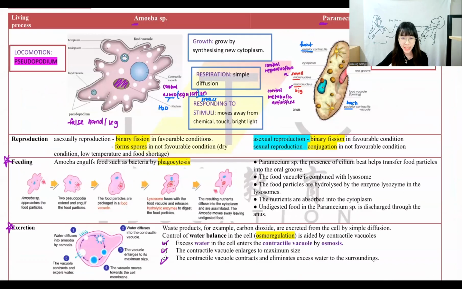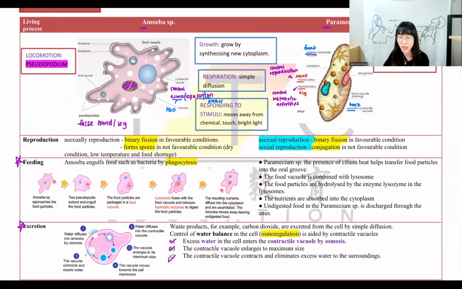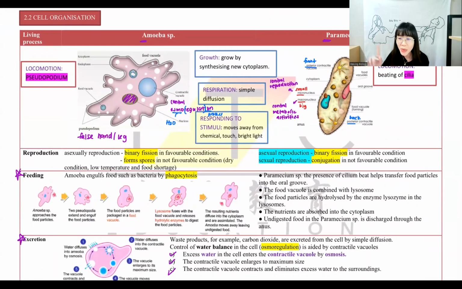Okay, now go back to the notes again. So let's look back to this. For amoeba species and paramecium species, it's one of the things that you will see in the exam. They ask about feeding, they ask about the excretion process. Amoeba species, this is unicellular.